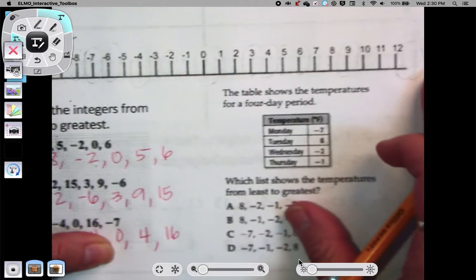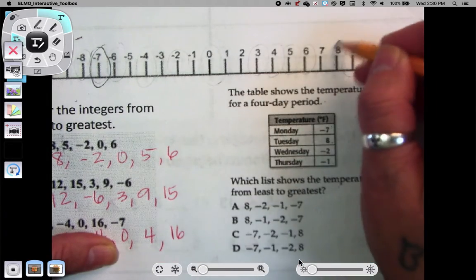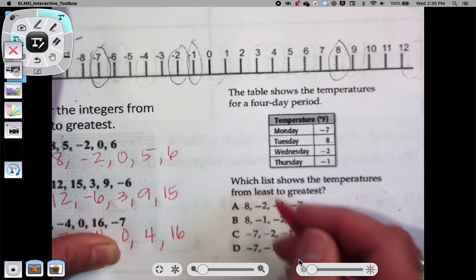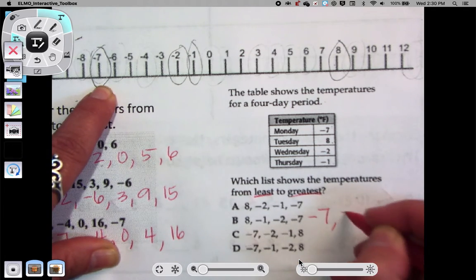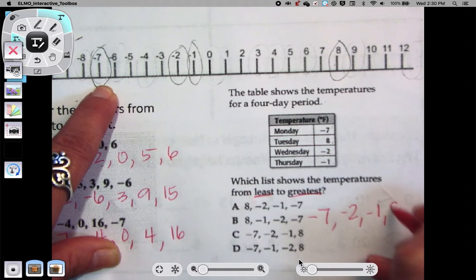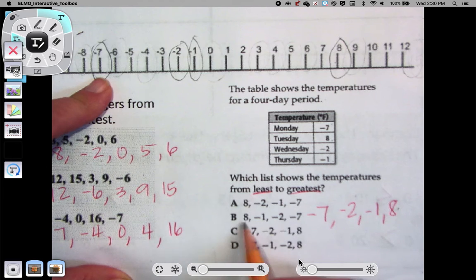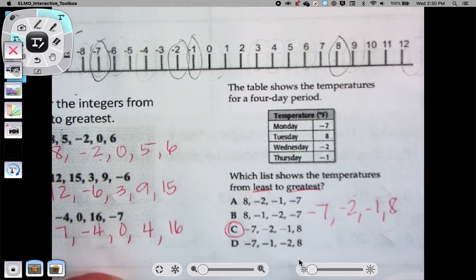So again, I'm going to use my number line and mark -7, 8, -2, and -1. And because it asks for least to greatest, I'm going to start on the left, work my way to the right, and then I'm going to simply match my answer. Okay?